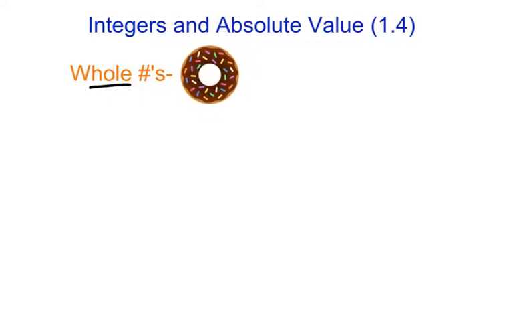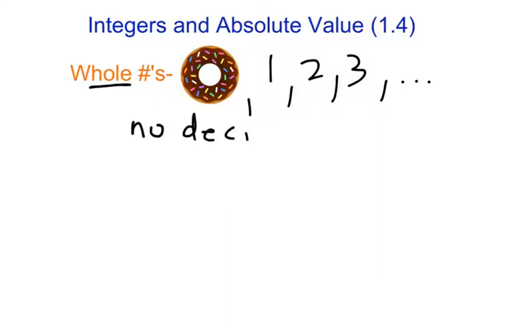So 0 is the first whole number there is. And the next one's going to be 1, 2, 3, all the way up to as high as you can think. So basically there's just no decimals. So whole numbers do not have decimals. And they don't have negatives. So no decimals or negatives. All right, so that's what whole numbers are.